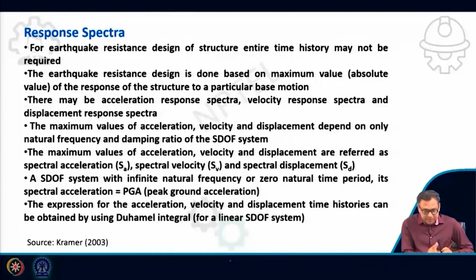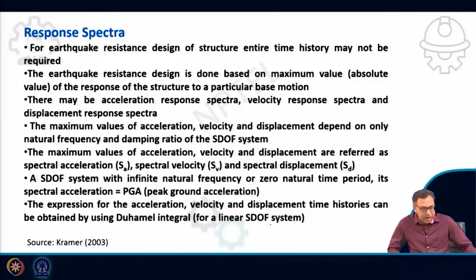Okay, so the response spectra is what is given: you can see the maximum values of acceleration, velocity, displacement depend on natural frequency and damping ratio, that we have shown. Here in the example problems I have not considered damping ratio, but you can consider damping ratio also, those expressions I have also given. Now the maximum values of acceleration, velocity and displacement are referred to as spectral acceleration, spectral velocity and spectral displacement. Okay, and then the expressions of acceleration, velocity, displacement time history can be obtained by using the Duhamel integral. I have discussed what the Duhamel integral is also.